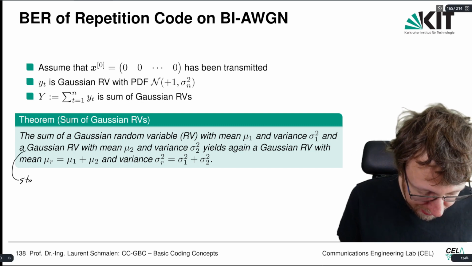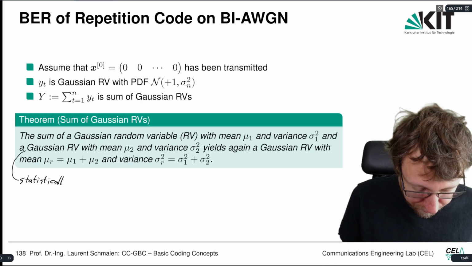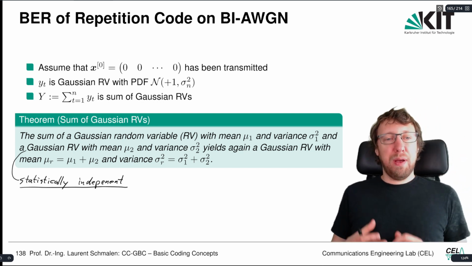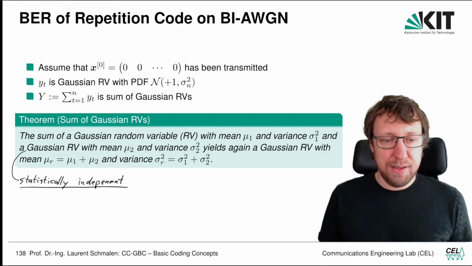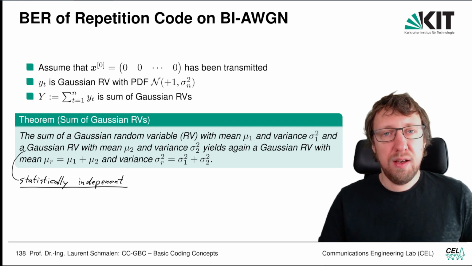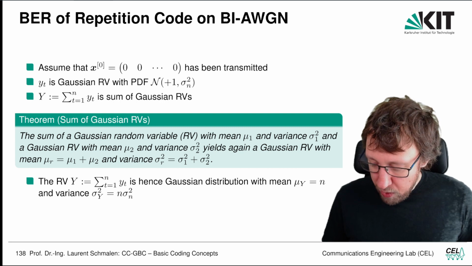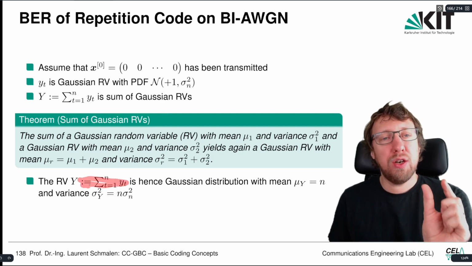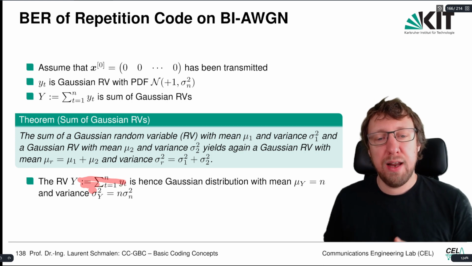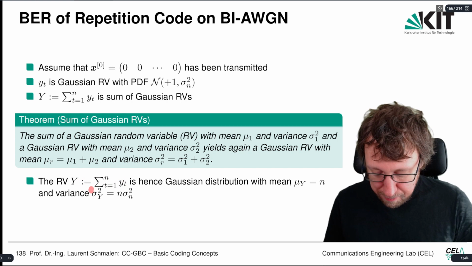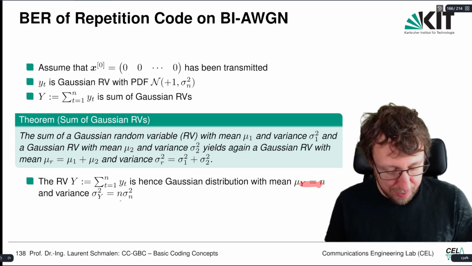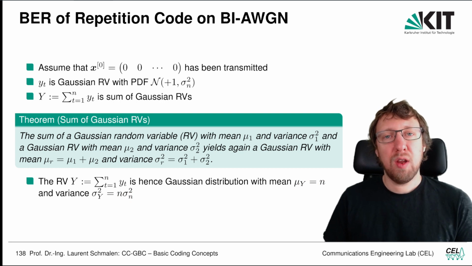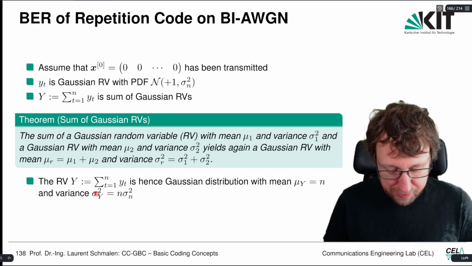This should be statistically independent. Of course, the two random variables must be independent, but because we assume the noise realizations are independent, this is true in our case. So we have a random variable Y, the sum of the yt's, and we can just take always two yt's and apply this theorem, and then this will add up. We have Y with a mean of n and a variance of n times sigma n squared.